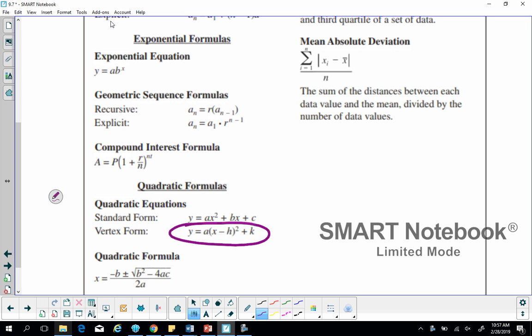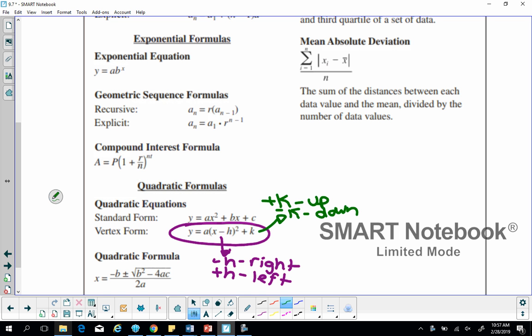See in this equation right here that minus h, remember that opposite day? So minus h is to the right. Plus h is a shift to the left. What about plus k? Up. And minus k? Down. So that can remind you that minus h is the opposite. So that's part of your formula sheet.